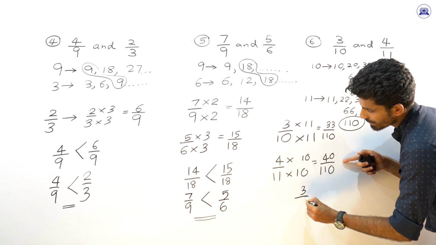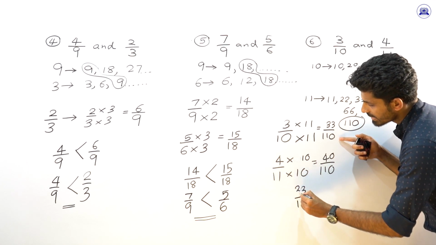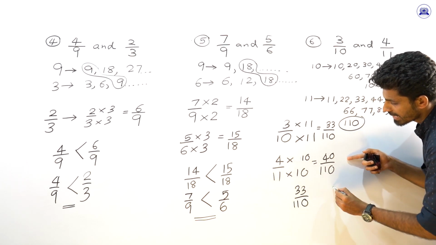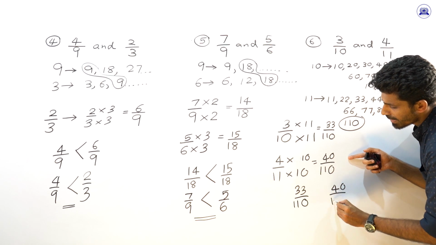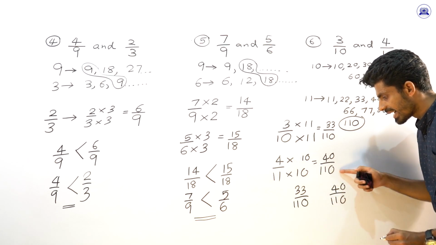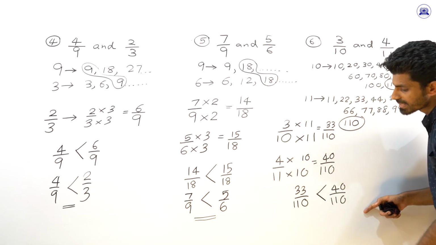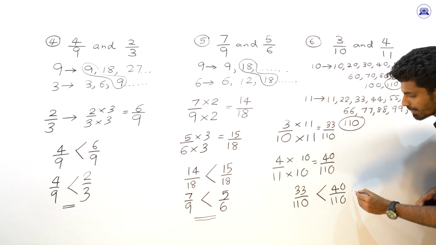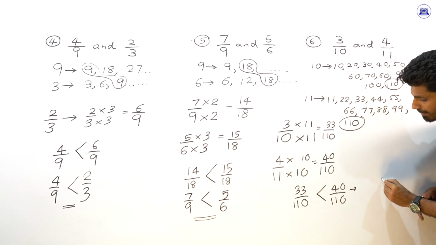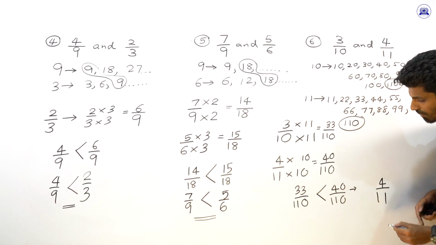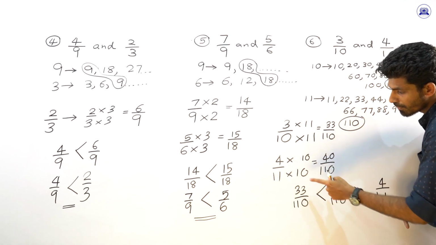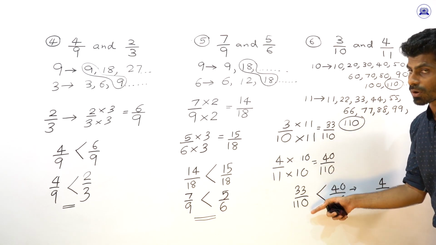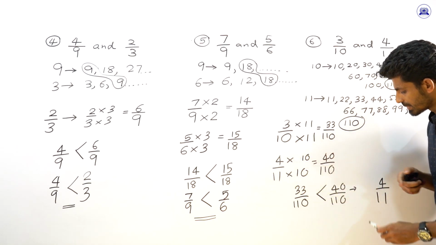So let's take 3, right? Let's take 33 over 110. Then 40 over 110. Which one is the largest fraction? This one is the largest fraction, right? 40 means 4 over 11, right? 4 over 11. 33 over 110 means 3 over 10.